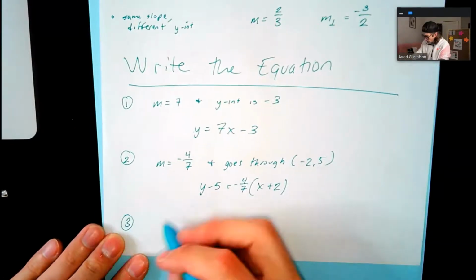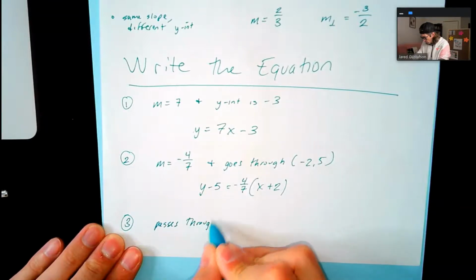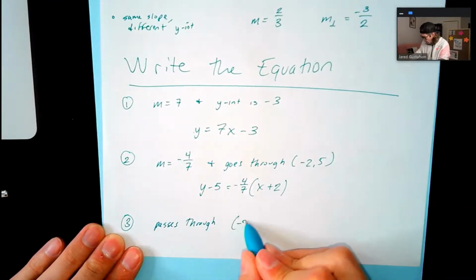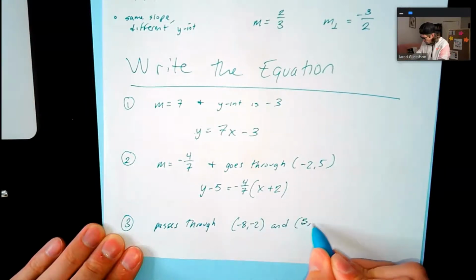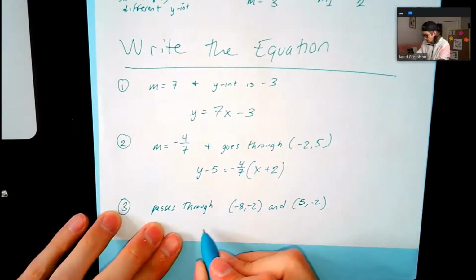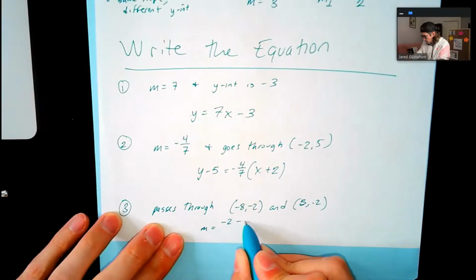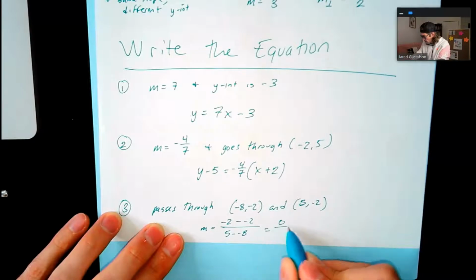The third one, let's say it passes through these 2 points, -8, -2, and 5, -2. Well, we're not given a slope this time. You have to calculate the slope. So let's do that. Over 5 minus -8. Looks like we get 0/13.